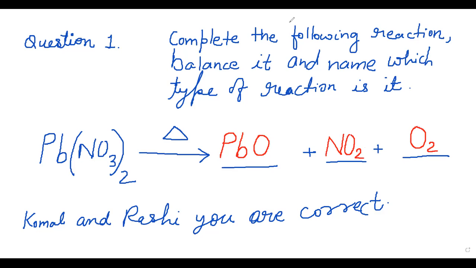How will you balance? See here, 2 nitrogens are there. So we can give 2 here. Now let us see oxygen. Total 6 oxygens are there this side. This side how many are there? 1, 2, 3, 4, and 5, 6.